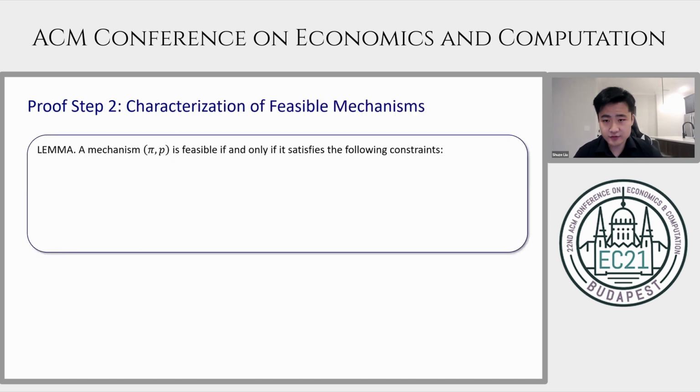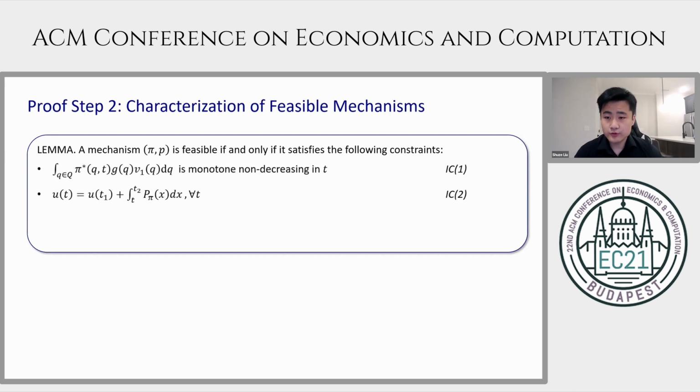Next, we characterize the feasible mechanism. We proved that these first two conditions are equivalent to IR constraints, and payment non-negativity is equivalent to obedience constraints.